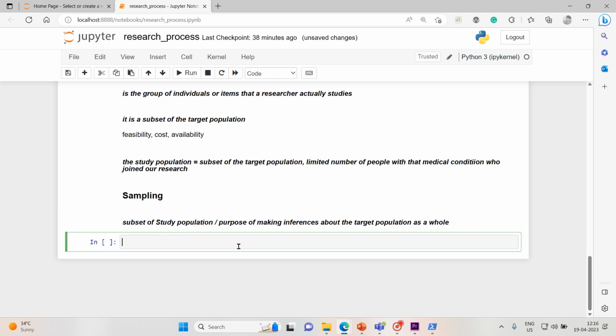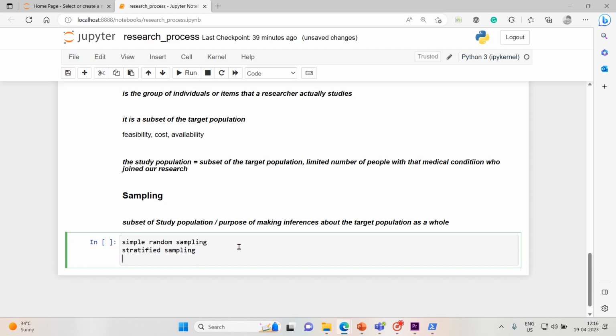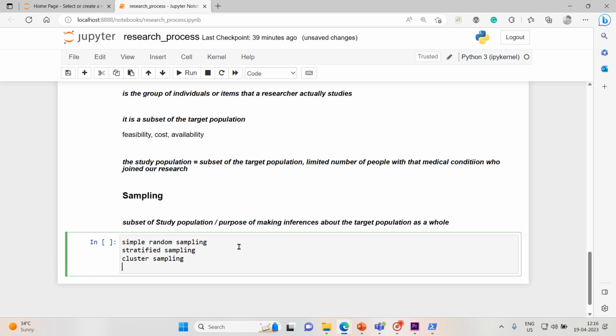Now there are many different sampling techniques, which is our next point of interest, that can be used depending on the nature of the population and the research question. Some common sampling techniques include simple random sampling, stratified sampling, and cluster sampling. The choice of sampling technique will depend on the goals of the study and the resources available to the researcher.